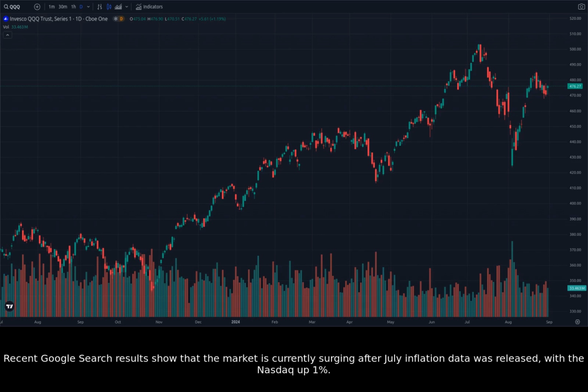Recent Google search results show that the market is currently surging after July inflation data was released, with the Nasdaq up 1%. This suggests a positive sentiment in the market, but we need to see if this is a sustainable trend or just a temporary bump.